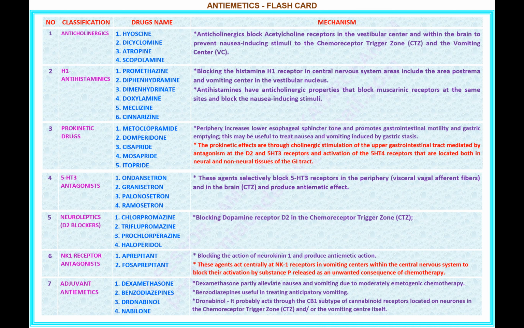Number 7. Name of the classification, adjuvant antiemetics. Drug name under this classification: 1. Dexamethasone, 2. Benzodiazepines, 3. Dronabinol, 4. Nabilone. Mechanism of adjuvant antiemetics: dexamethasone partly alleviates nausea and vomiting due to moderately emetogenic chemotherapy. Benzodiazepines are useful in treating anticipatory vomiting. Dronabinol probably acts through the CB1 subtype of cannabinoid receptors located on neurons in the chemoreceptor trigger zone, CTZ, and/or the vomiting center itself.